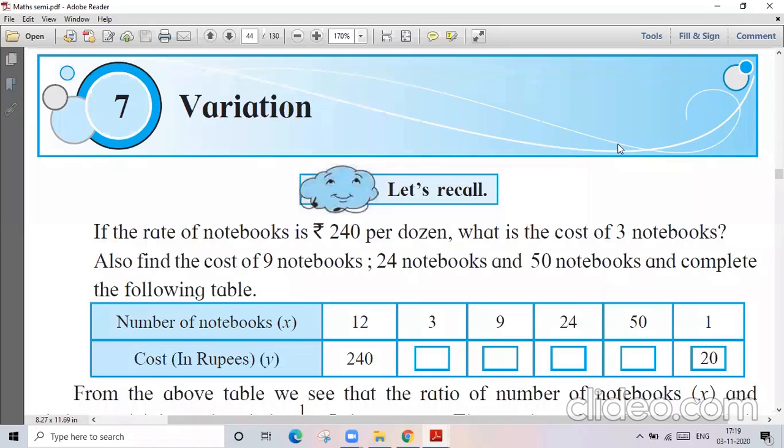Next chapter चालू करतो. The name of the chapter is variation, right? Variation आपण chapter नवीन chapter आहे. Let's see it. So we'll see this chapter by the sum given to you.